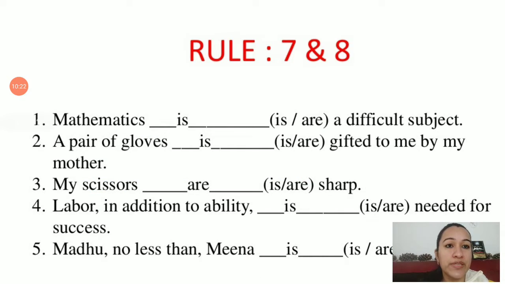They always come in pair. Therefore, you use a pair of. You should take a look at this. Mathematics is, as I already gave you an example. Now, take a look at the third sentence. My scissors are sharp. Because I did not use a pair of scissors, I just used the word scissors, then it becomes plural and takes a plural verb.